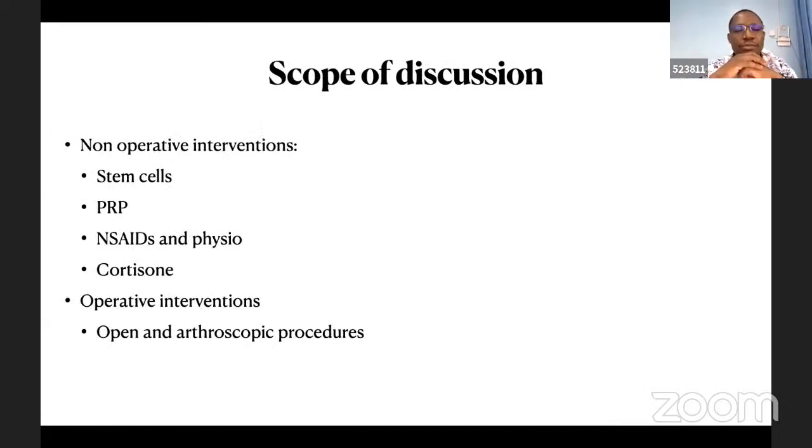So in this discussion, we shall briefly mention the non-operative interventions that are available to you. I know you know most of these things, and some of them are easy to just brush through. I'll just mention a few things that one may want to remember and quickly go to the operative interventions that are basically either open procedures or arthroscopic assisted procedures. So as we will sift through them and see what we can get.